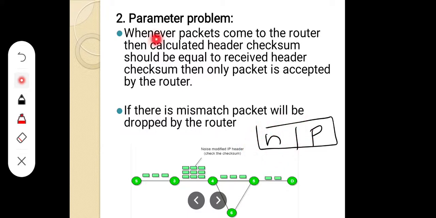Whenever a packet comes to the router, the calculated header checksum should be equal to the received header checksum. Only then is the packet accepted by the router. If there is a mismatch in the header checksum, the packet will be dropped and discarded by the router. That is called a parameter problem. Clear? So noise modified the IP header, the checksum is checked, and if there is an error, the packet is discarded. That is another message.